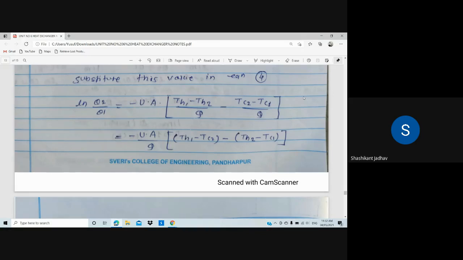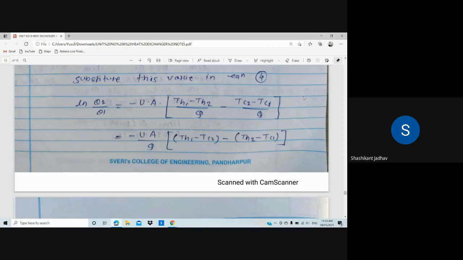So we have to write down the equation. ln theta 2 by theta 1 is equal to minus U into A, minus U into A into bracket, TH1 minus TH2 divided by Q, minus the value of 1 upon CC, that is TC2 minus TC1 divided by Q. So we have to take the Q as common from that particular equation.